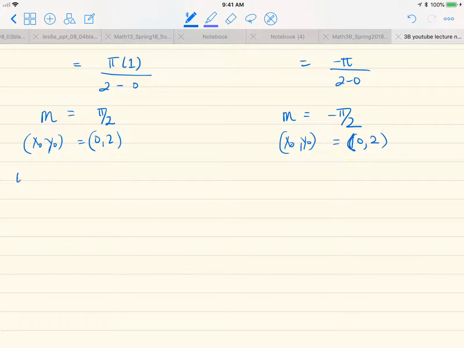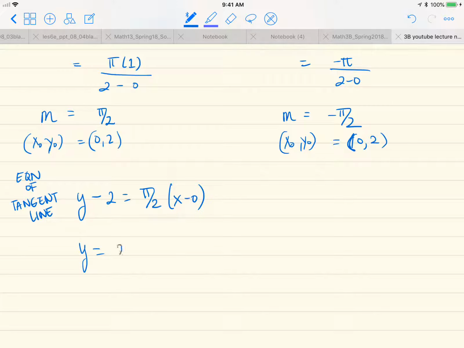So our equation of the tangent line is going to be y minus 2 equals pi over 2 times x minus 0, which is the same as y equals 2 plus pi over 2 x. Then over here we'll have y minus 2 equals minus pi over 2 times x minus 0, which we can rewrite as y equals 2 minus pi over 2 x.